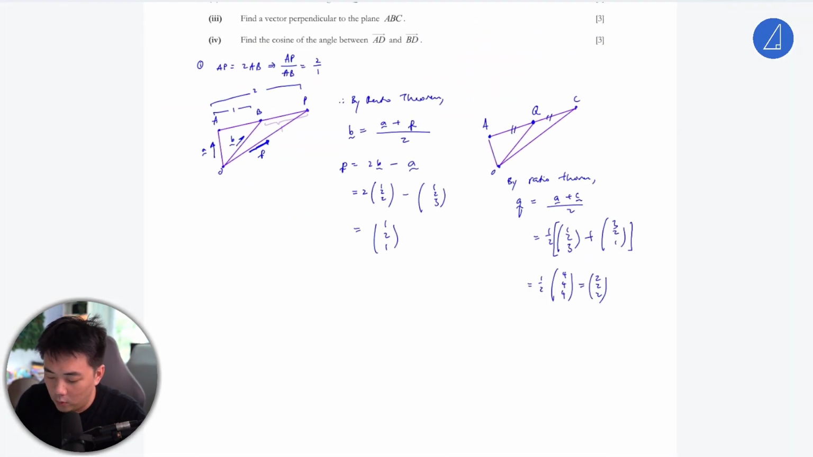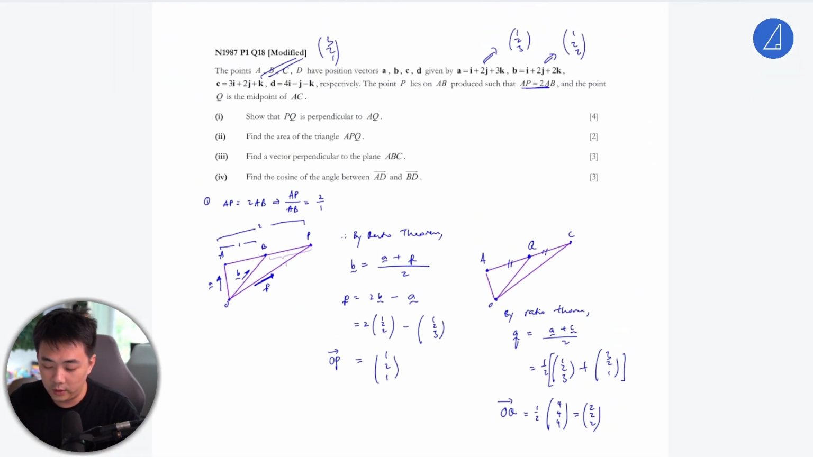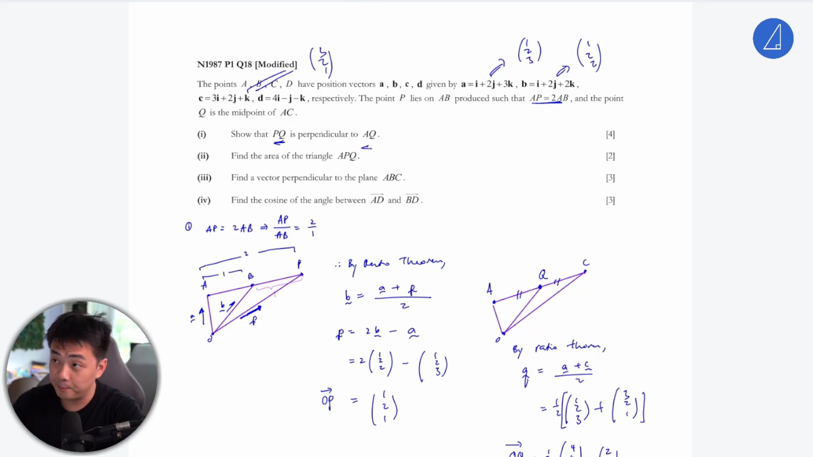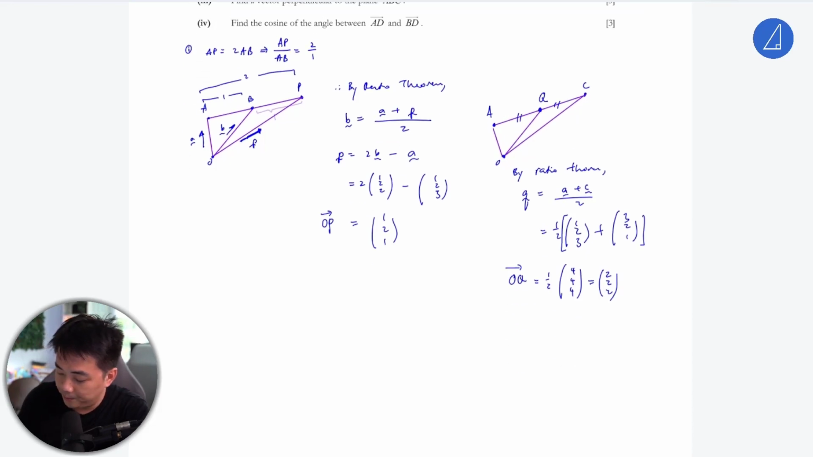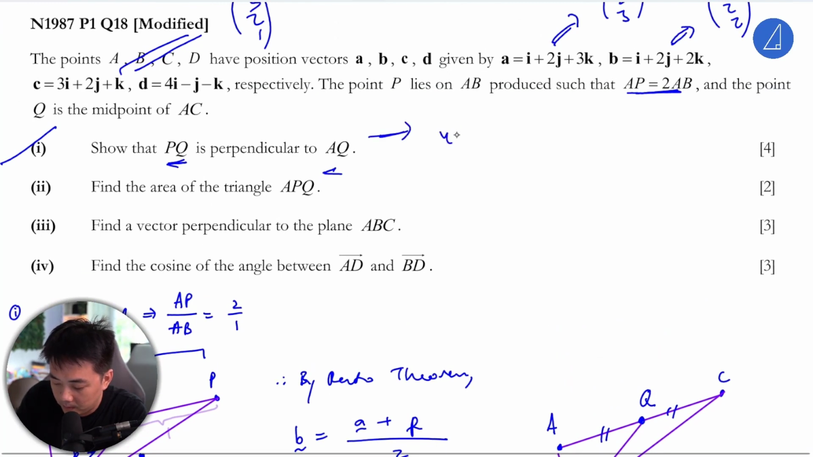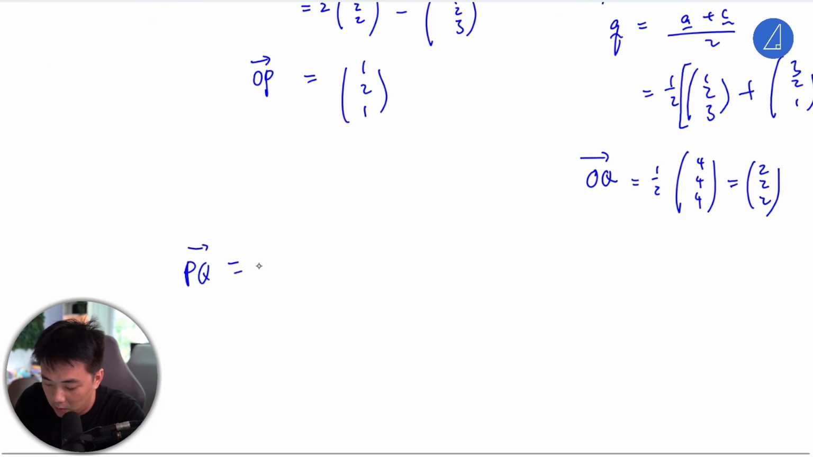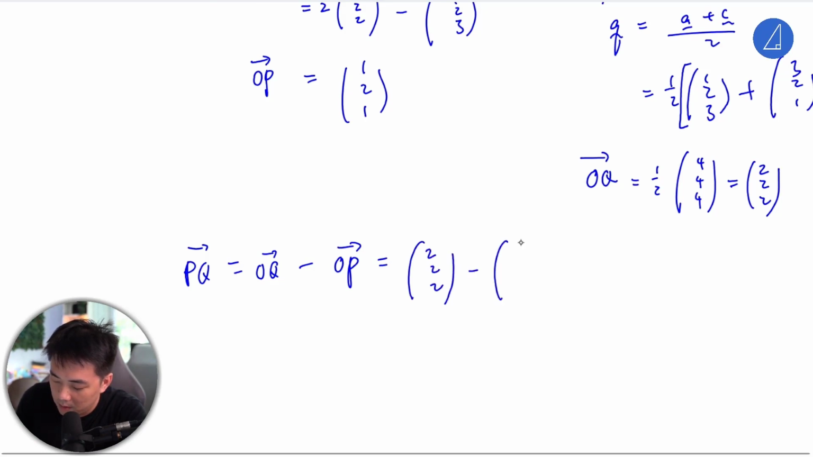So OP and OQ. This is a good question because if I'm able to show that they're perpendicular, it's likely my answer for the coordinates of OP and OQ is correct. To show perpendicular, we want to show that the dot product is 0. I'm going to find PQ first. PQ is OQ minus OP, which is 2, 2, 2 minus 1, 2, 1. That will be 1, 0, 1.